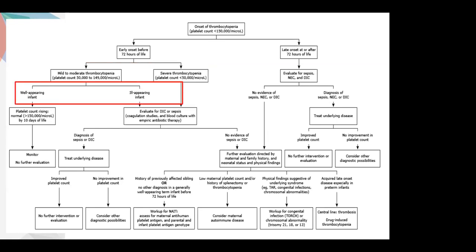Next is looking at the clinical status of the child, whether this child is a well-appearing infant or an ill-appearing infant. In the case of an ill-appearing infant who develops thrombocytopenia, the most common cause is a serious systemic disease like DIC and bacterial sepsis. Okay, another thing aside from the three I mentioned before is that we also look at the history findings and also physical findings.